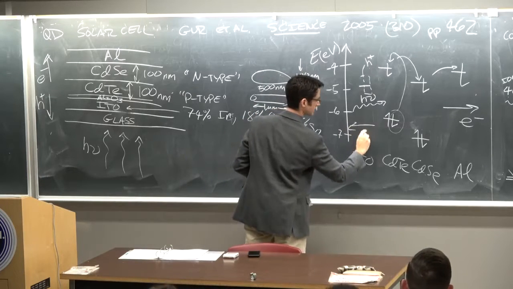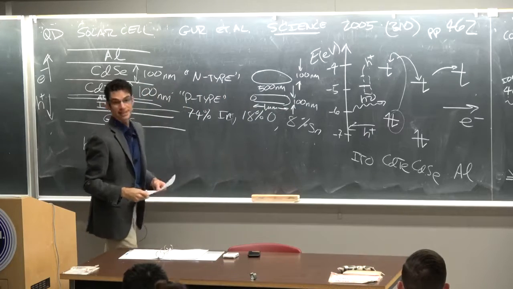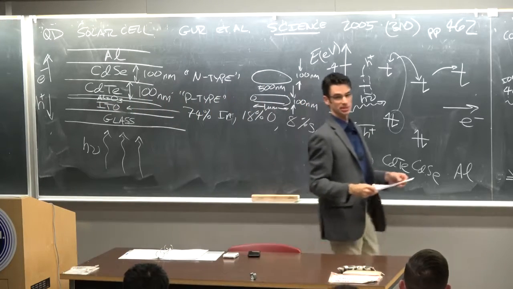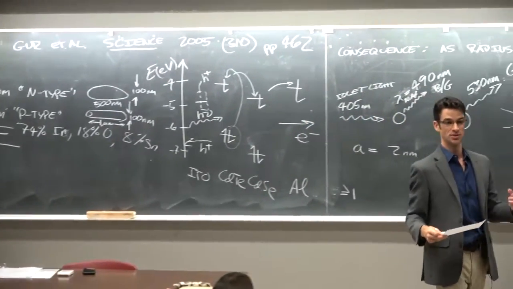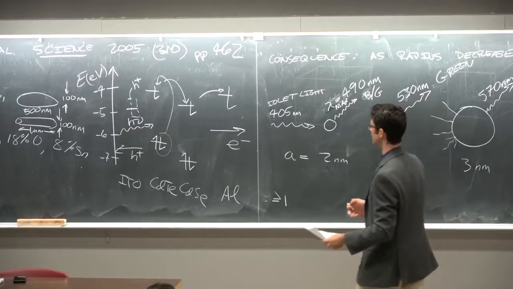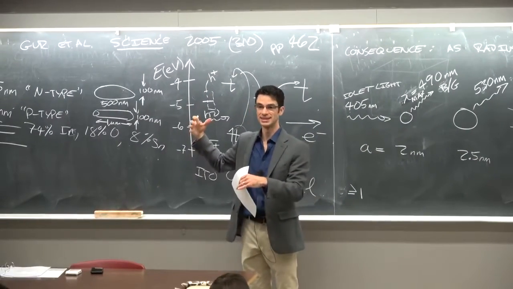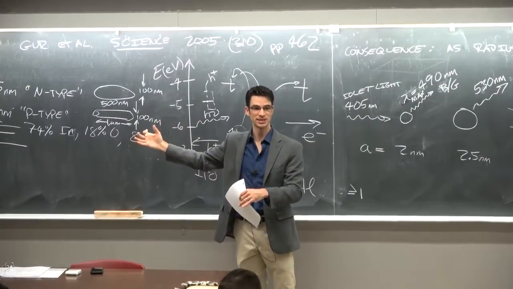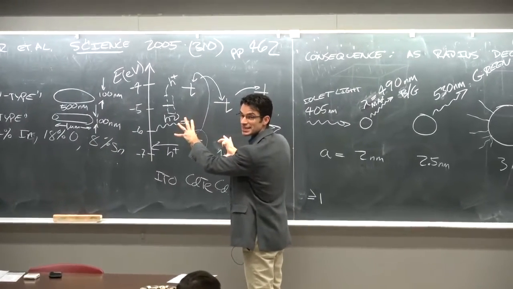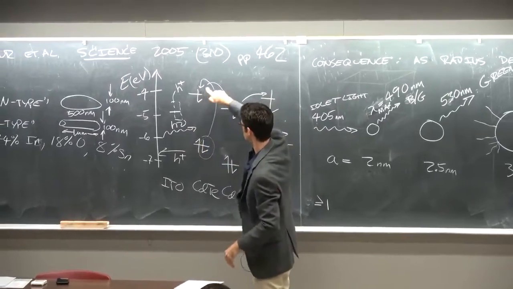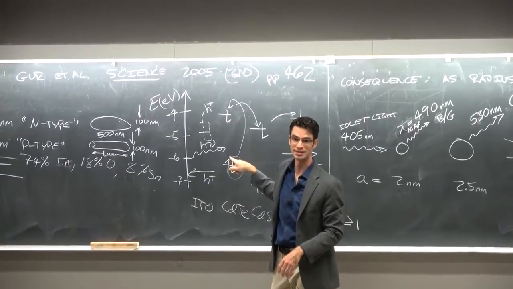So the holes go this way. This isn't exactly how solar cells work when they're made of bulk semiconductors. This is sort of a special case. In the case of organic solar cells and semiconductor nanocrystal solar cells, you actually need these two types of materials with these offset band edges in order to allow this photoinduced electron transfer to happen.